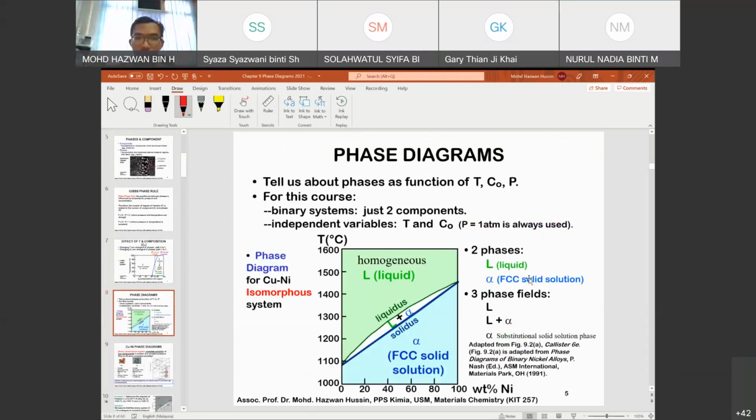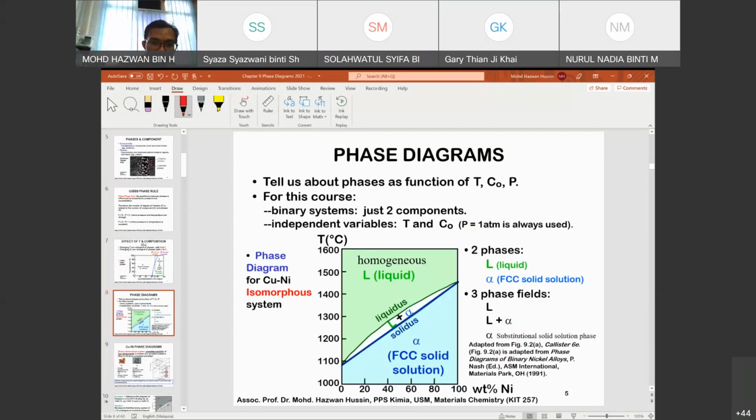All right. So the phase diagram, as I said, is a very simple isomorphous system. What does it mean by isomorphous? Can anyone tell? Okay. Right. So what does it mean by isomorphous?